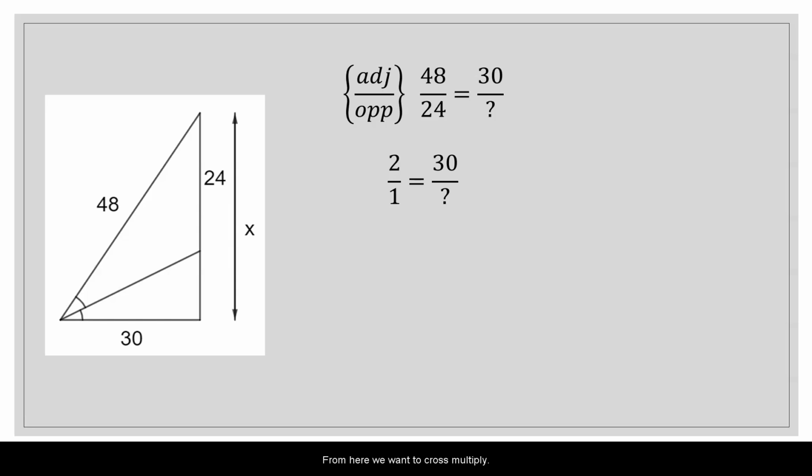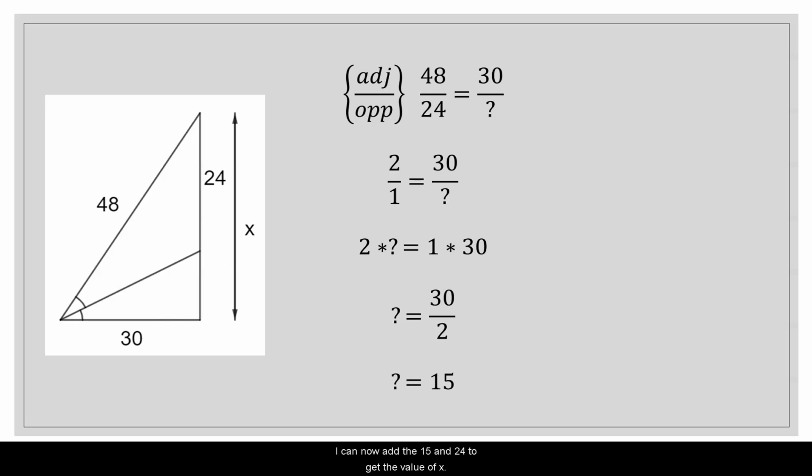From here, we want to cross multiply. Because I'm multiplying the unknown by 2, and I want the unknown by itself, I will do the opposite and divide both sides by 2. My unknown side then is 15. I can now add the 15 and 24 to get the value of x.